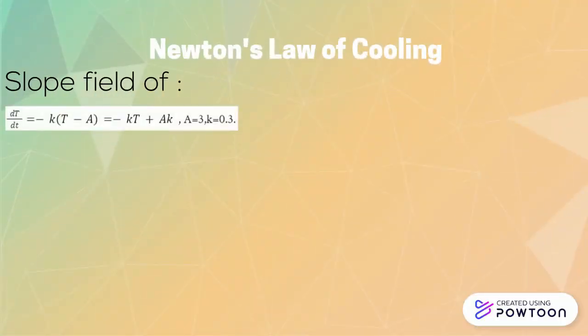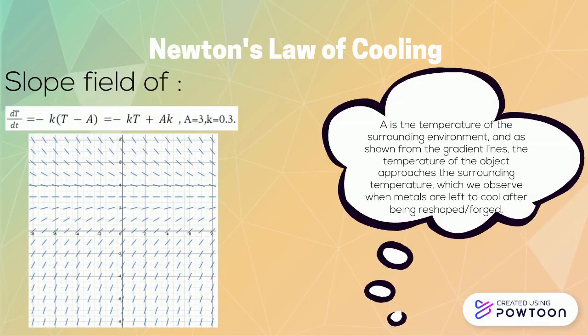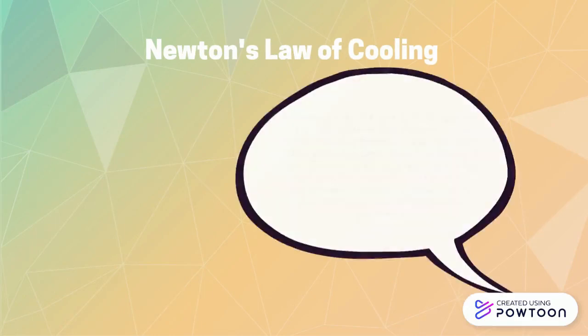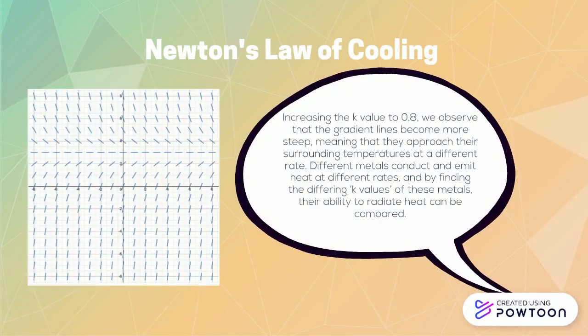As shown from the slope field of the equation of Newton's law of cooling, where A equals 3 and K equals 0.3, the temperature of the objects approaches the surrounding temperature, which we observe when metals are left to cool after being reshaped or forged. Increasing the K value to 0.8, we observe that the gradient lines become more steep, meaning that they approach the surrounding temperatures at a different rate.